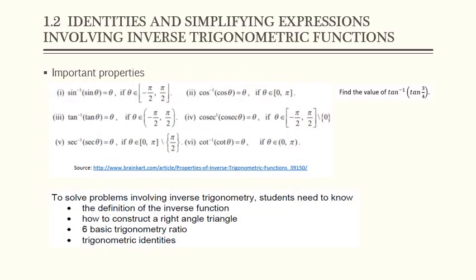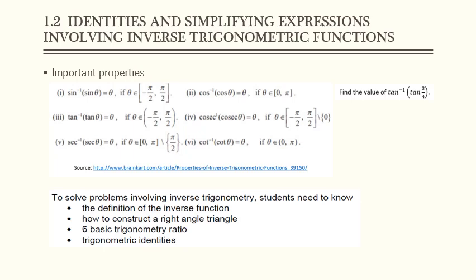Next, identities and simplifying expressions involving inverse trigonometric functions. There are important properties. We have 6 important properties. Sin inverse sin theta equals theta. This is its property. Cos inverse cos theta equals theta. Tangent inverse tangent theta equals theta. Then so on. You can look at them later.